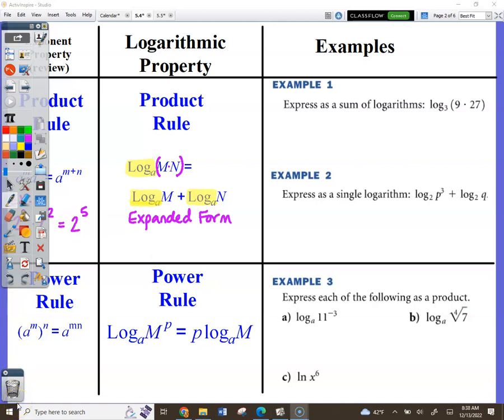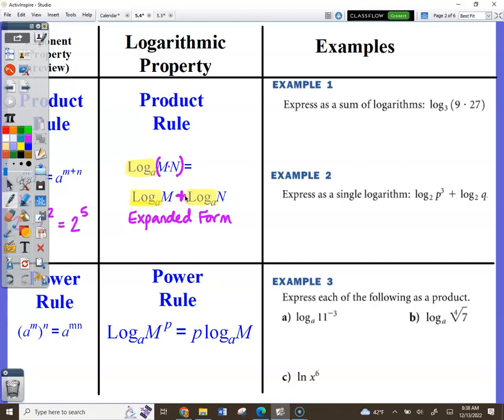I want you to understand that the log base whatever is kind of like one of those blocks that's got that painted on the front, because you just repeat that. It's the "of" part that you're manipulating, okay? You'll notice the log base A stays the same throughout the whole thing. So the multiplication expands to addition, all right?